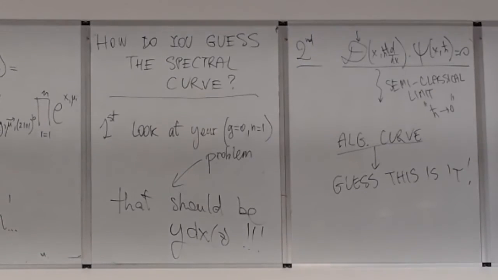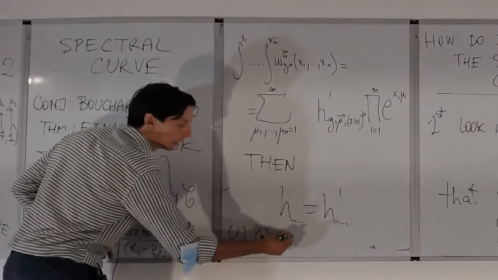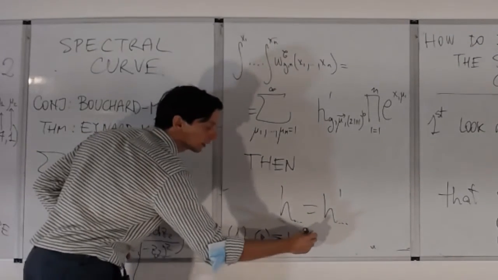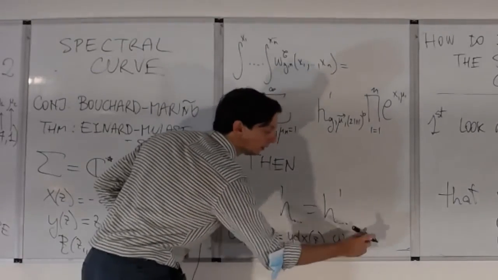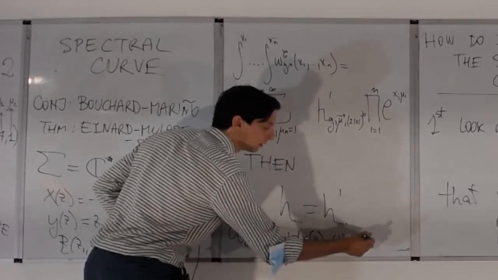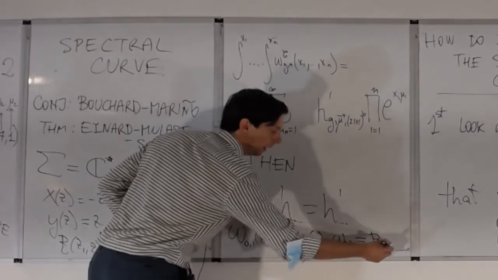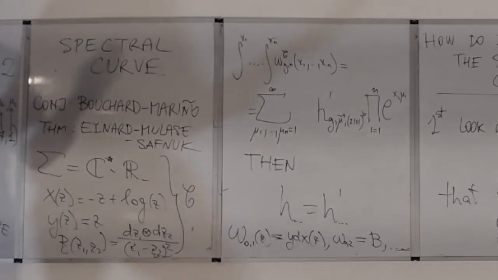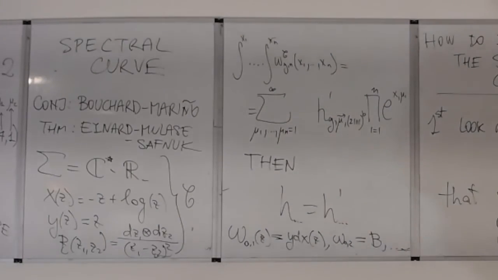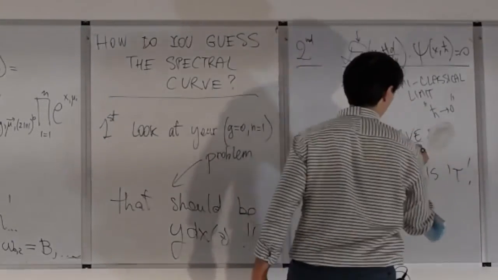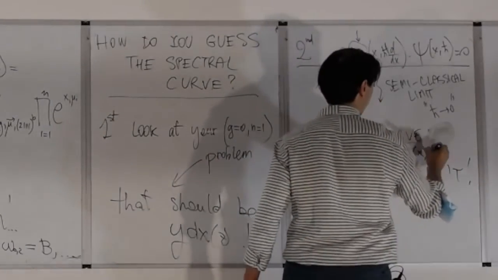Just saying x and y, and then I am taking omega 0, 1 of z to be y dx of z, and then I'm taking omega 0, 2 to be this b. And then I'm using topological recursion to compute the other ones. So this algebraic curve, you get it as a polynomial. You get it in the form, if you're lucky, e of x and y equal to 0.